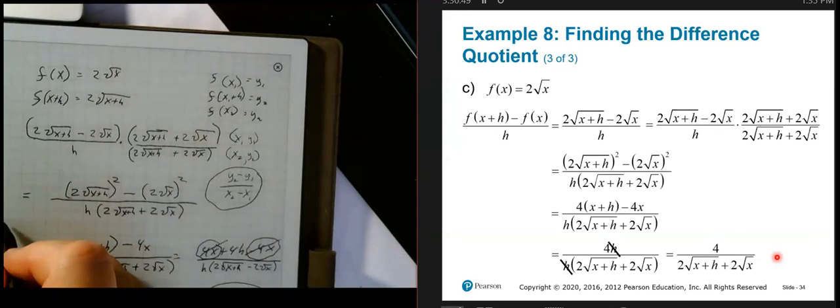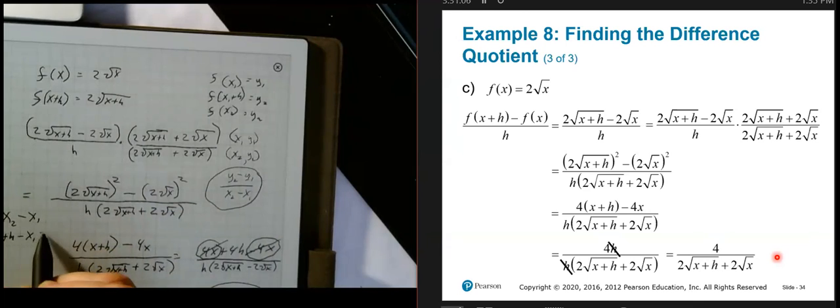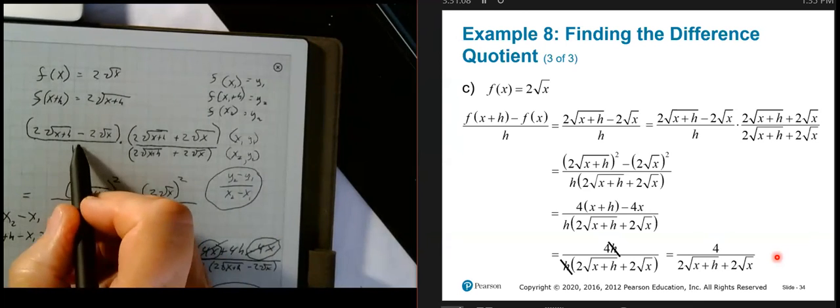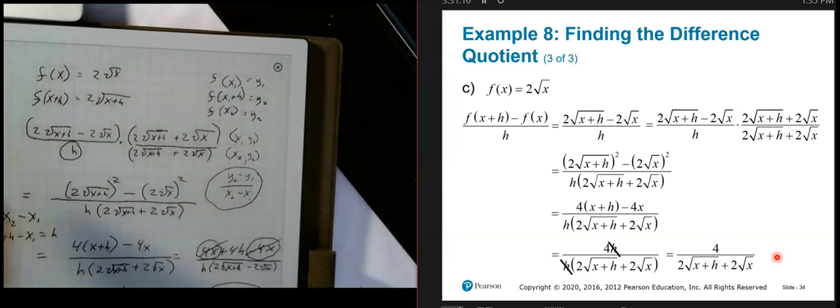Because what is h? Well, h is the difference in the x values. Because then we have x sub 2 minus x sub 1. Well, x sub 2 is just x sub 1 plus h minus x sub 1, which is just h. So h down here is the change in the x value. And this is y sub 2, and this is y sub 1. So the numerator is the change in the y values.